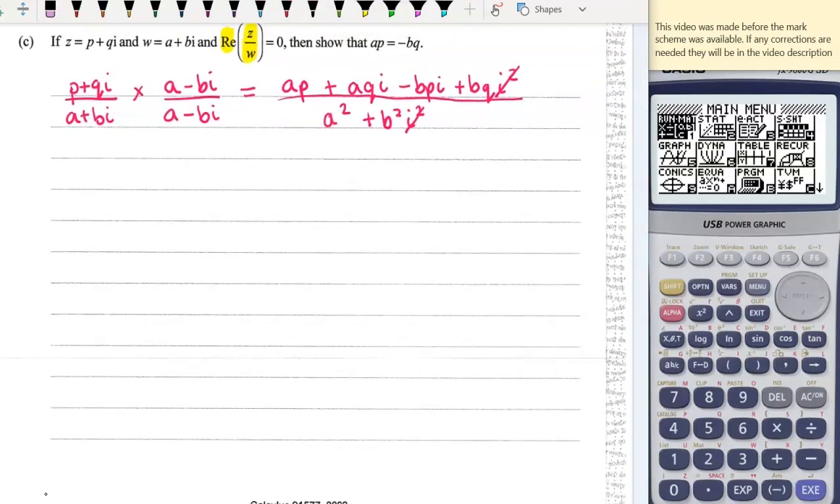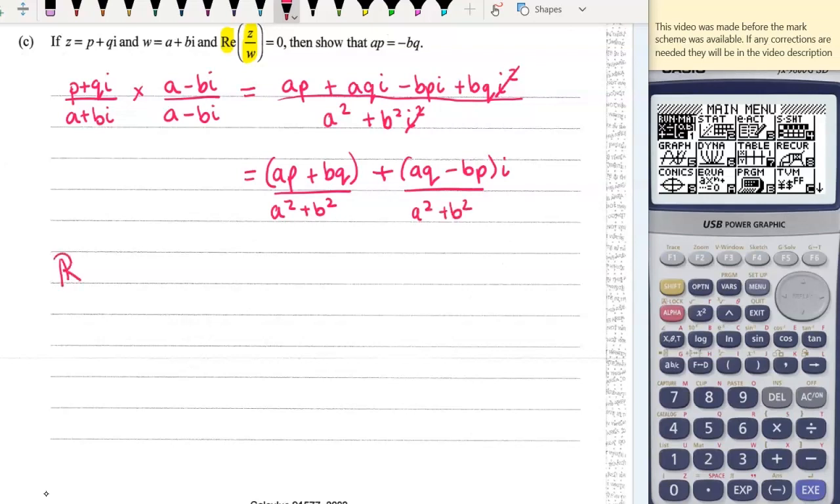So now if we just take the real parts, what we can do is rewrite this as ap plus bq for the real part, plus aq minus bp times i, all over a squared plus b squared, or in fact we can write it as two different fractions, a squared plus b squared on the bottom of each.